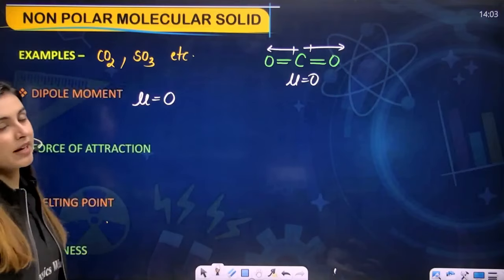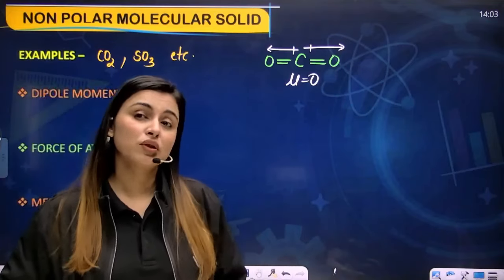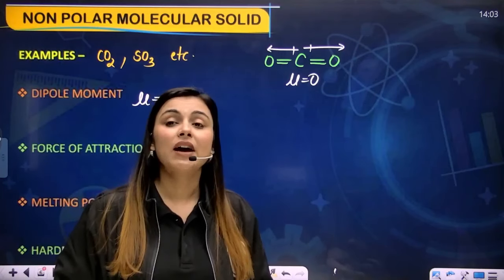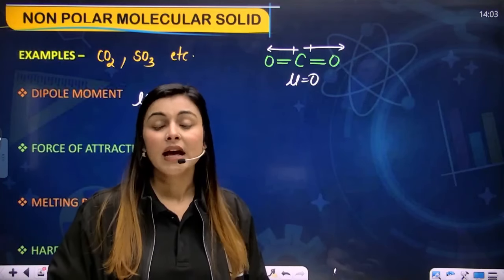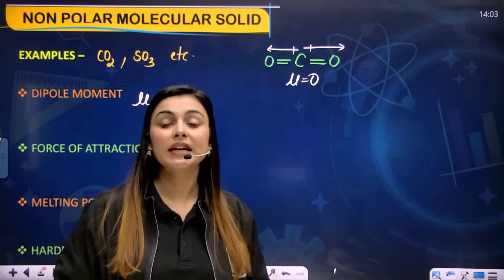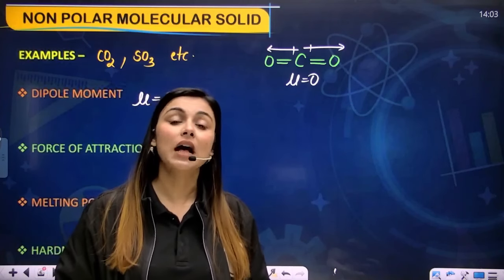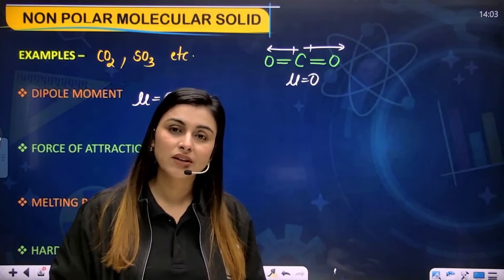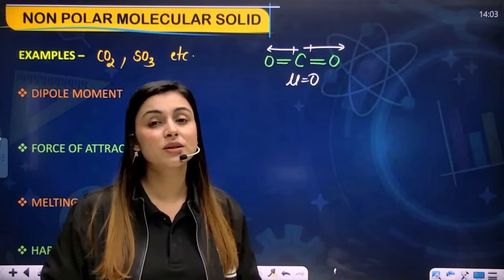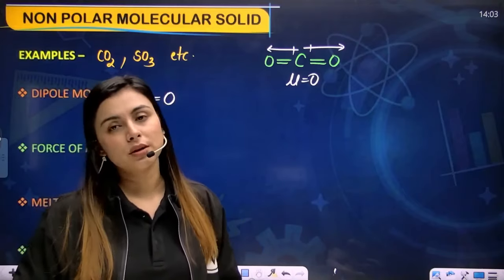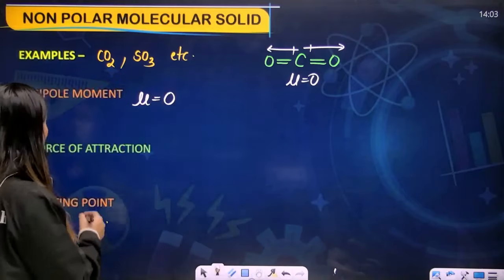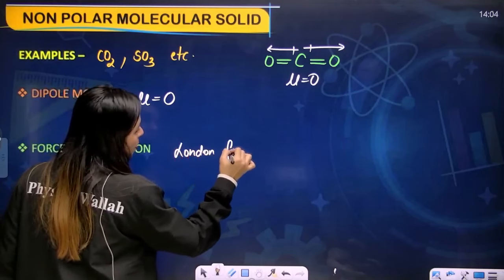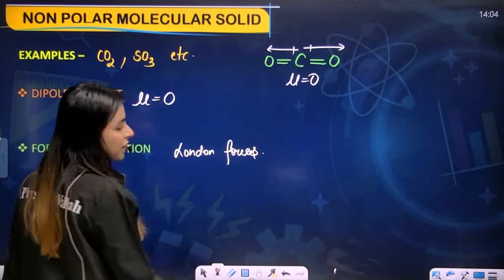Next is the force of attraction. Now, what will be the forces of attraction? My dear students, since they are non-polar in nature, they will have the weakest forces of interaction. And the weakest forces of interaction that exist in non-polar molecules are London forces. It is a type of van der Waals force. It is the weakest force which is present in non-polar molecules. So the force of interaction would be London forces, the weakest force of interaction.